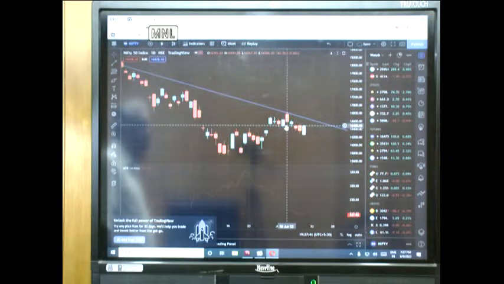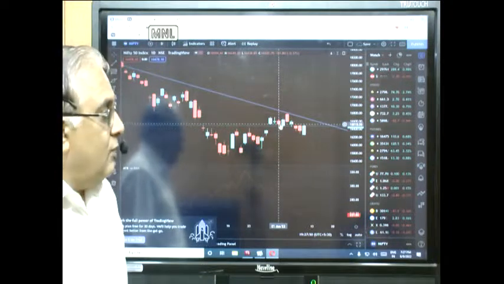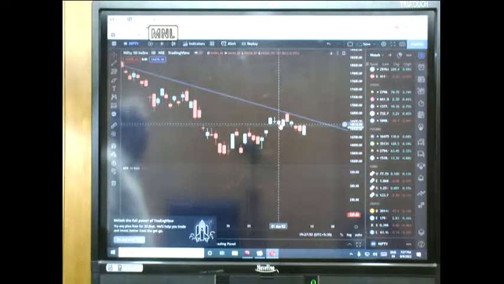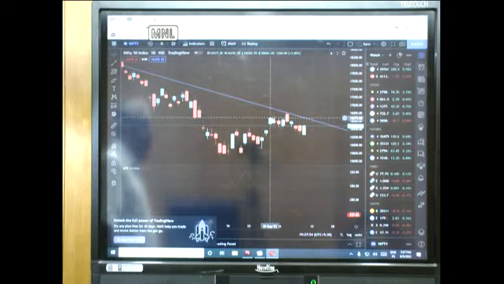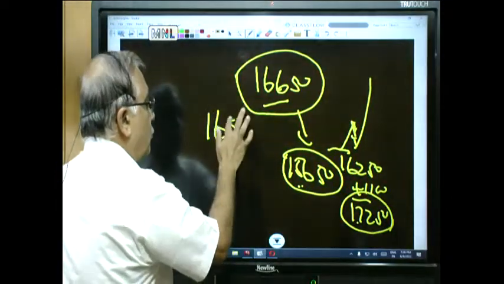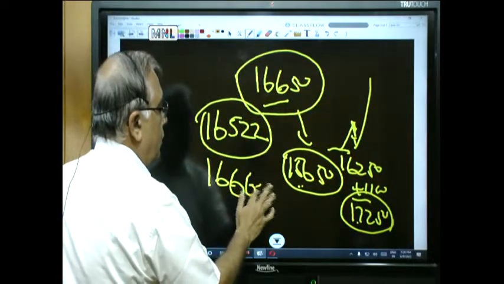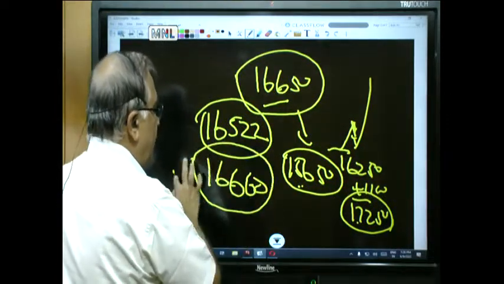And here, if you see, this close which came is 16,522. So right now we are looking at whether a close will go through 16,522, or the highest close that we have got till now, which is 16,660. So a close of 16,660 and 16,522 are important from the angle of daily. I doubt very much whether 16,660 is going to be crossed.